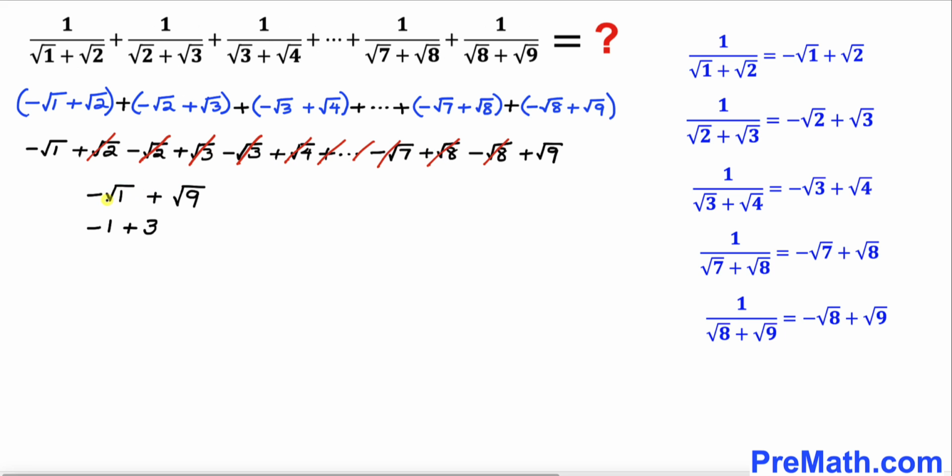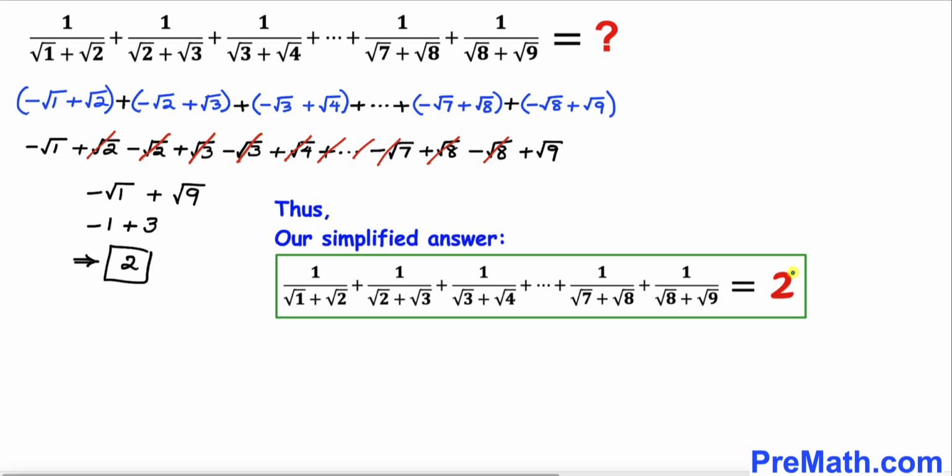Now we can see that the square root of 1 is 1, so it's going to be negative 1 plus square root of 9, which is 3. When we simplify this, that is going to give us simply positive 2. So thus our simplified answer turns out to be 2.